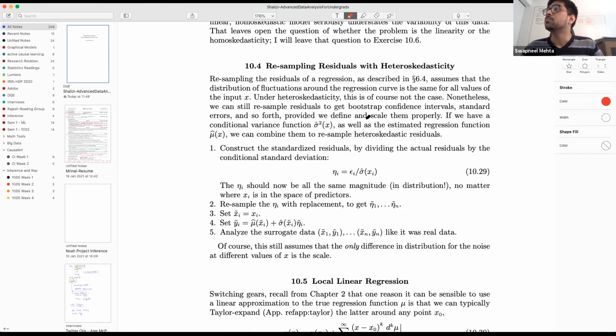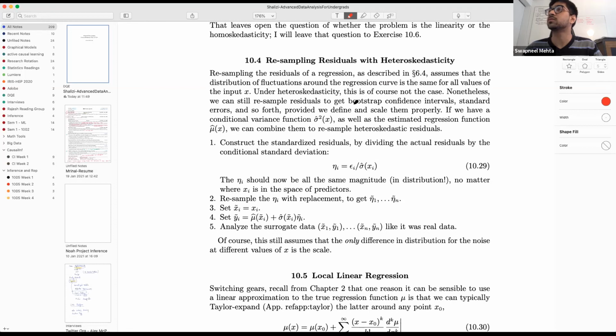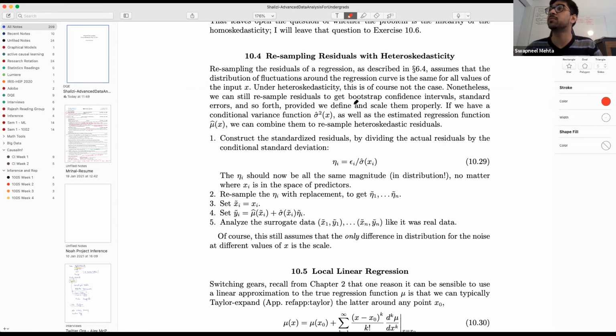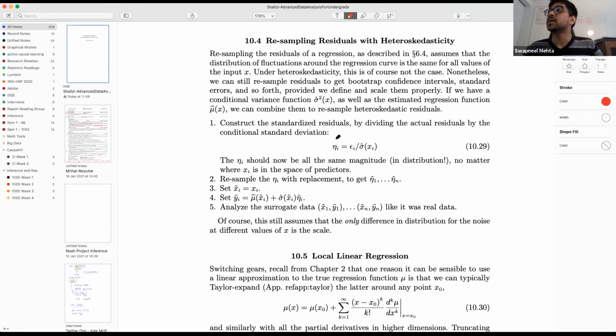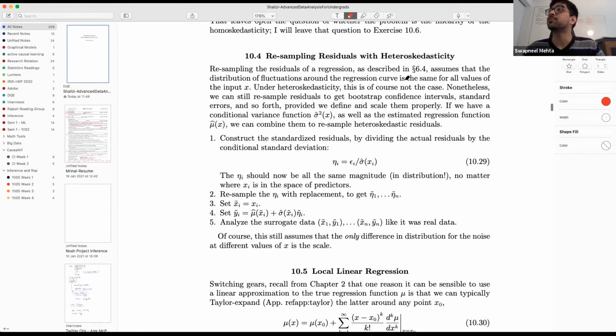Okay. What is he saying here? Resampling the residuals, bad distribution, and the heteroscedastic. This is not the case. Nonetheless, you can still resample to get bootstrap confidence intervals provided we define and scale them properly. Okay, so he is saying the same method that we were talking about before.